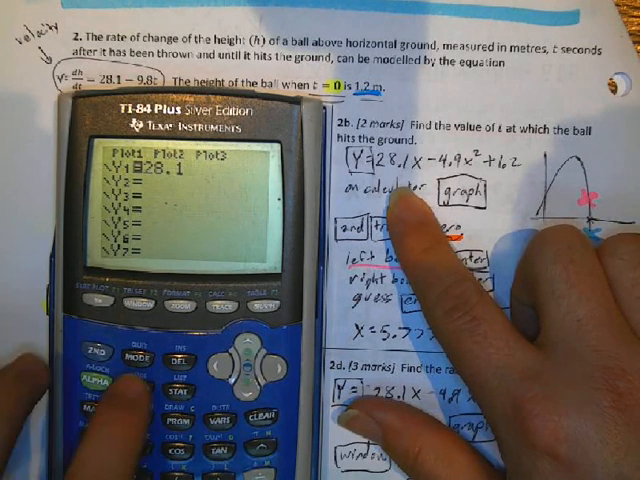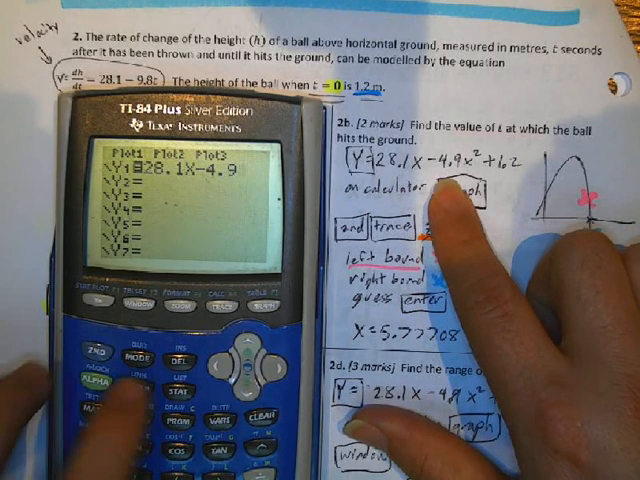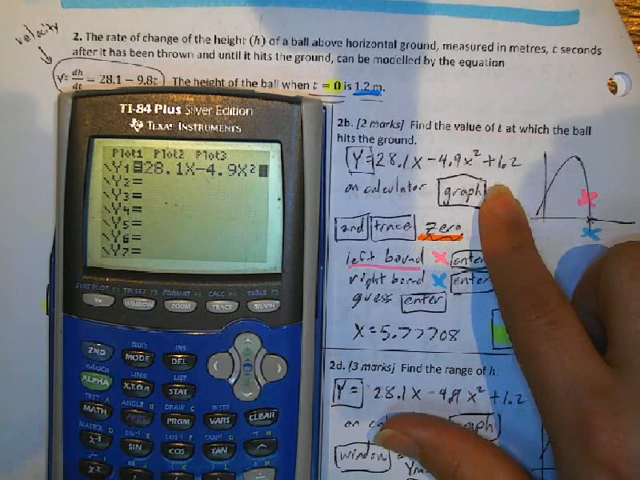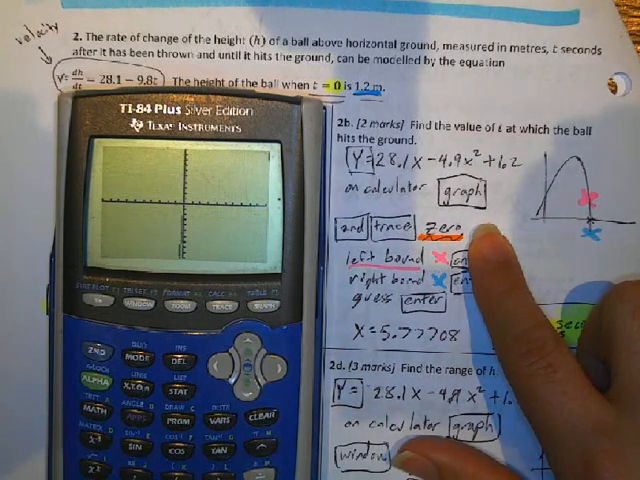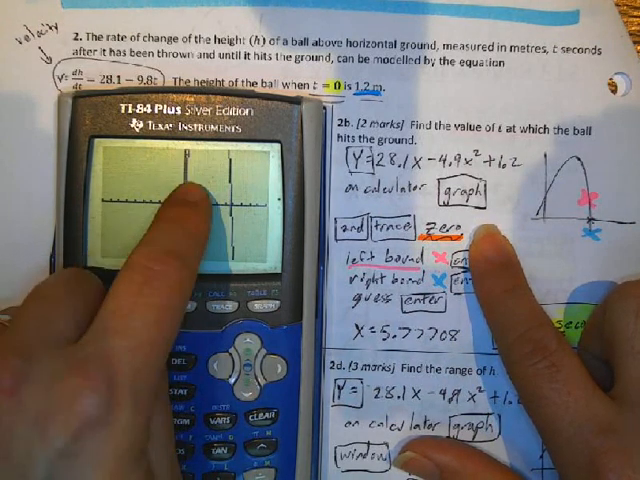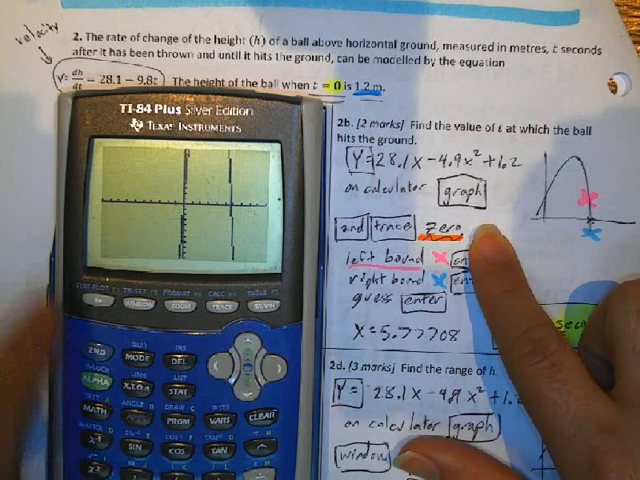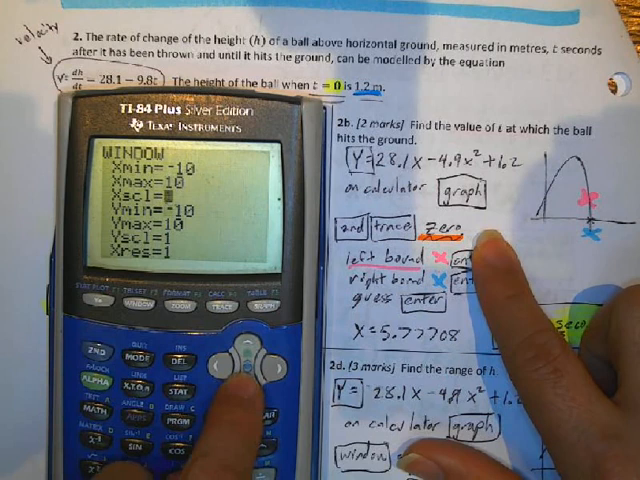28.1x minus 4.9x squared plus 1.2. Okay, I can hit graph, and I'm going to see my function. Now look, it went way too high up, so I don't know where the top of it is. I'm going to change the window. I'm going to change the Y max to something bigger, 50. I'm just making this up.